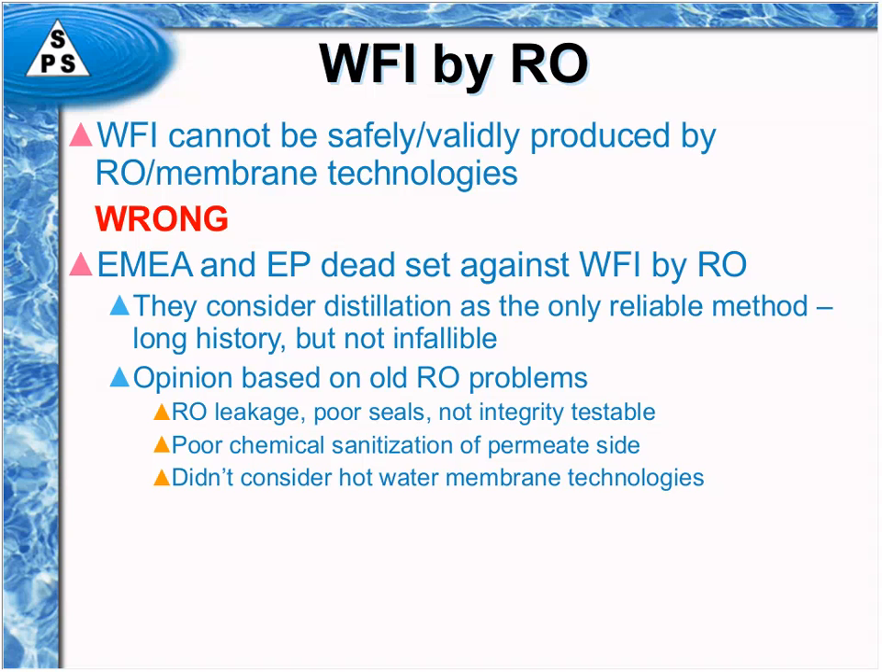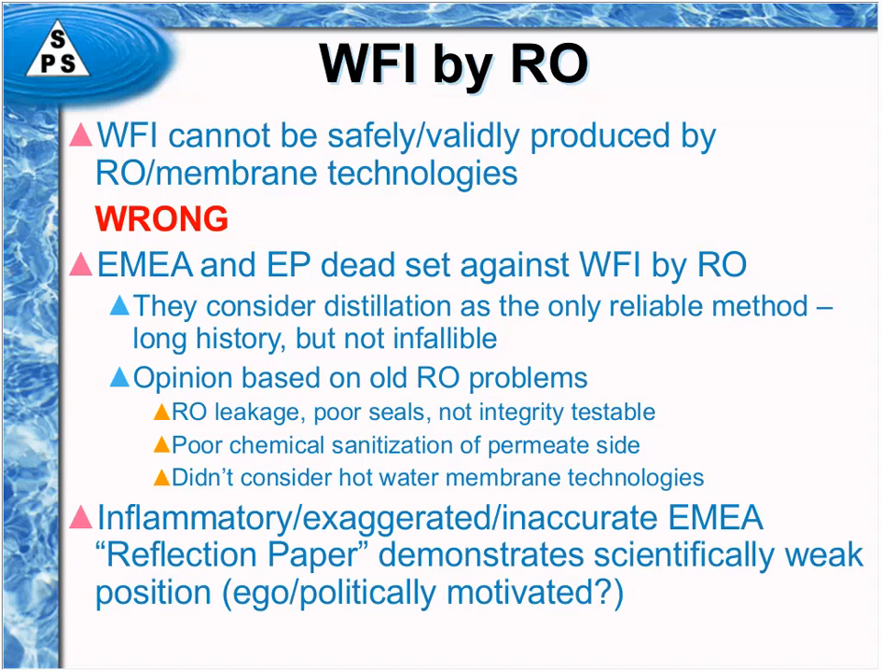Also, this opinion on ROs being problematic didn't consider that nowadays, for the last 5 years at least, there have been hot water sanitizable reverse osmosis systems. They've got a better set of materials of construction and bonding that allows hot water to actually be flowed through a reverse osmosis system and hot water sanitize it such that nothing will survive. And that absolutely, totally, 100% controls the biofilm that might actually be growing on either side of those RO membranes.